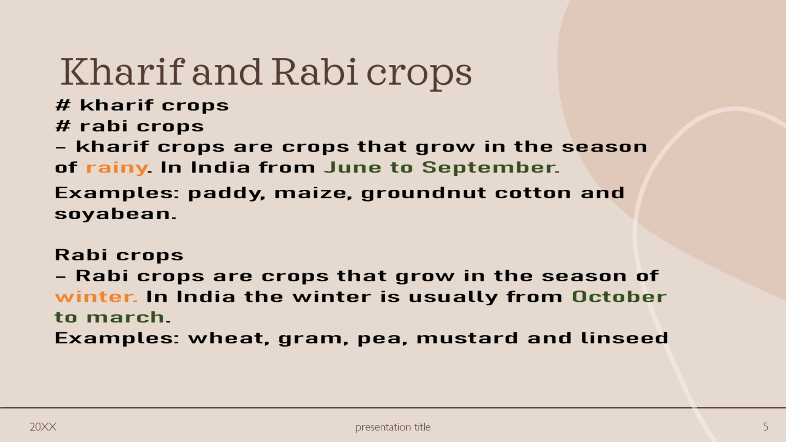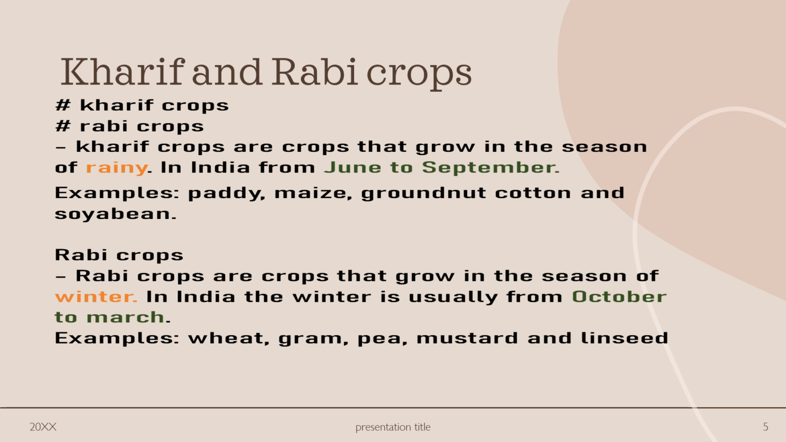Now talking about Rabi crops, they are crops that are grown in the season of winter, and in India winter is usually from October to March. The crops which are cultivated and classified as Rabi crops are wheat, gram, pea, mustard and linseed.